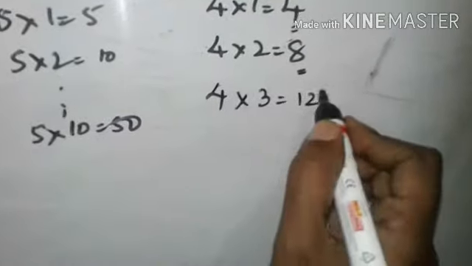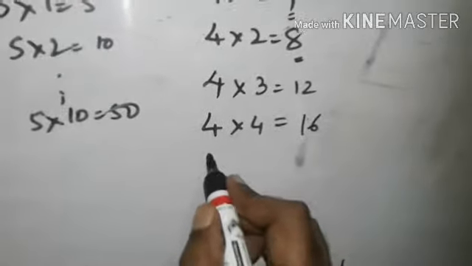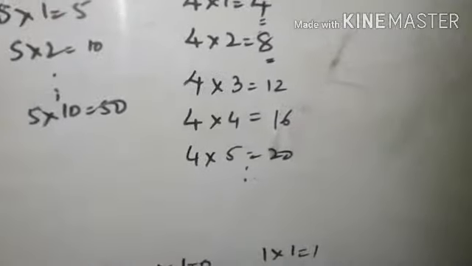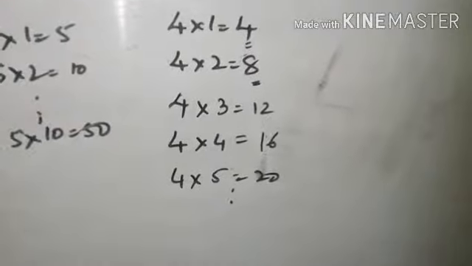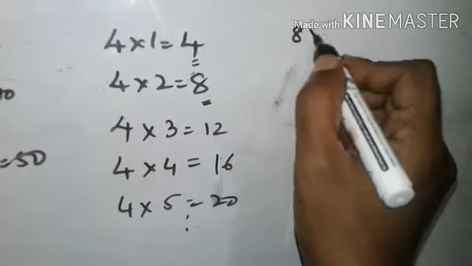2 into 3 is 6, double of 6 is 12, the double of 8 is 16, that way. Then 4 into 5 is 20, that is the double of 10, in that way it goes. Okay, so after the table of 4, the next table that they become masters of is the 8 table.